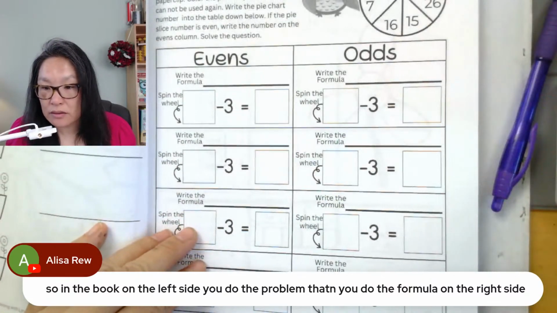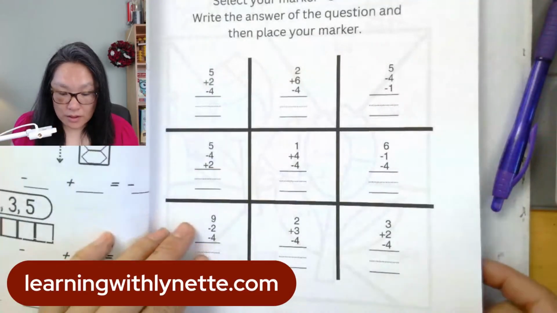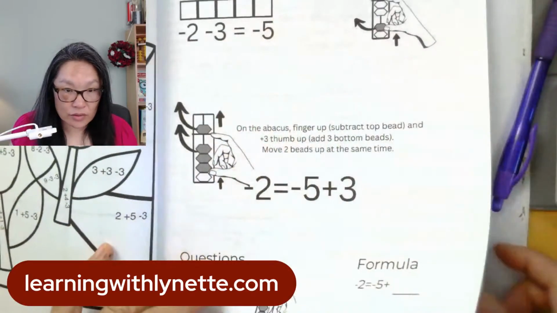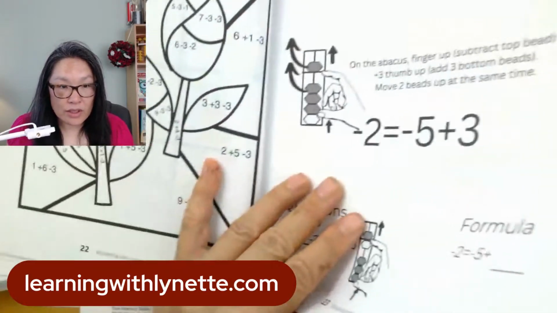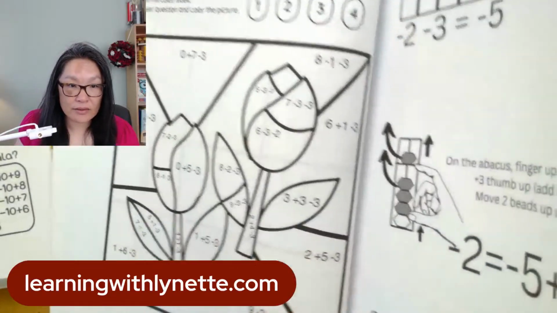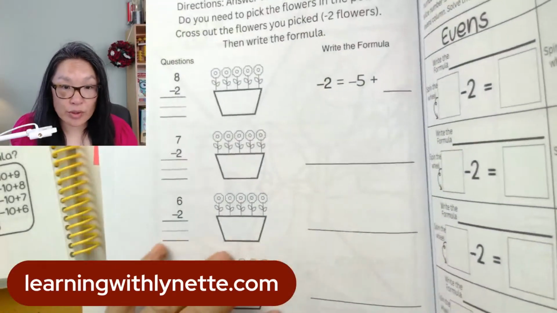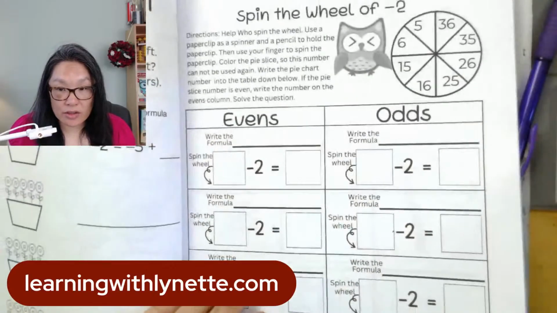This is spin the wheel. After spin the wheel, tic-tac-toe, and again, and then there's the minus the 2, right? Minus the 2. Here's a color by number for minus the 3. Minus 2. So this is the book. Yeah, this is the preview of the book. And then this is just, again, more examples and more questions.